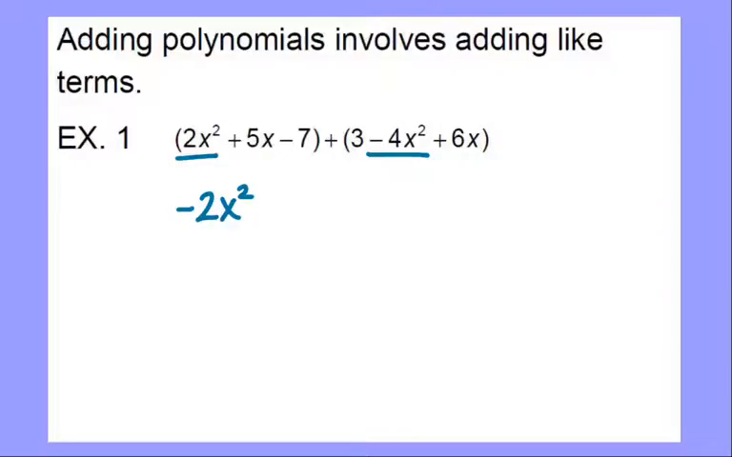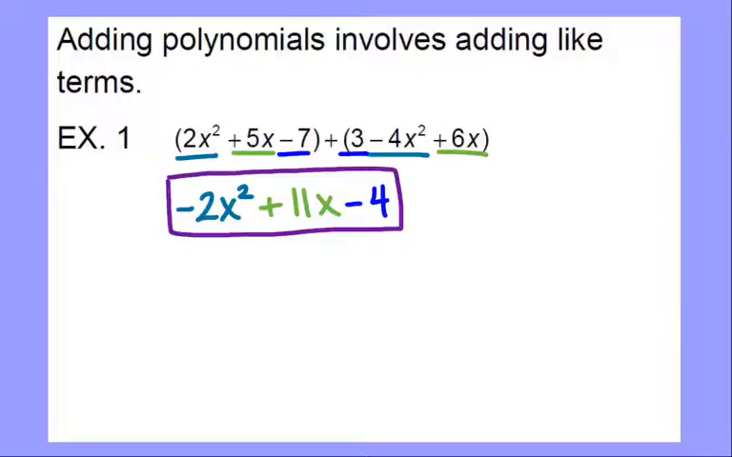Okay, then I go to the next highest exponent. In this case, it would be the 5x and the 6x. So 5x plus 6x is 11x. And then all I have left are the constant terms. Negative 7 plus 3 will be minus 4. So if you always start with the highest exponent and then work your way down, you're always going to have your polynomial in standard form. That's how I like to do it. So here's my answer of these 2 polynomials being added together.